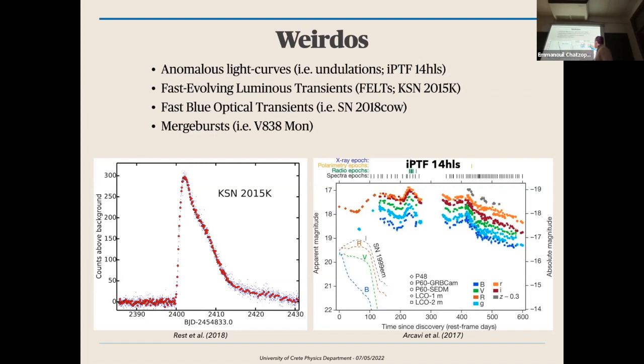For example, you have this event right here, iPTF14hls, which, as you can see, this is a light curve, right? It lasts for about 600 days. That's nearly 2 years of evolution. And during those 600 days, you've got several undulations in the light curve.